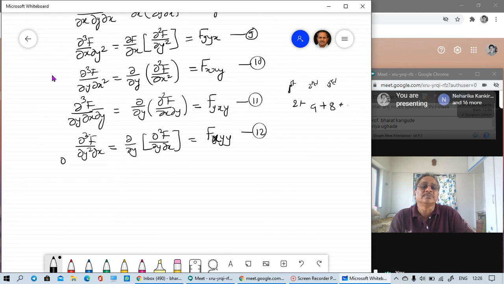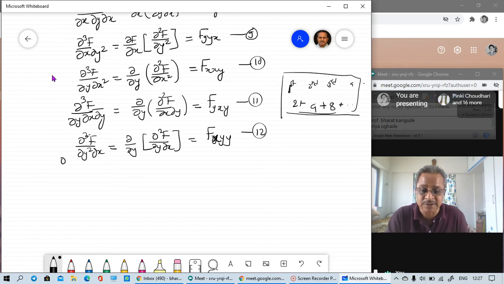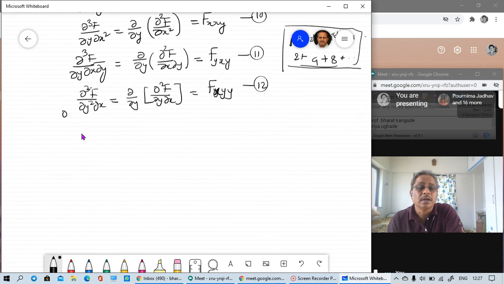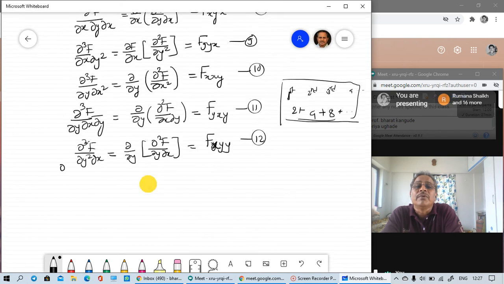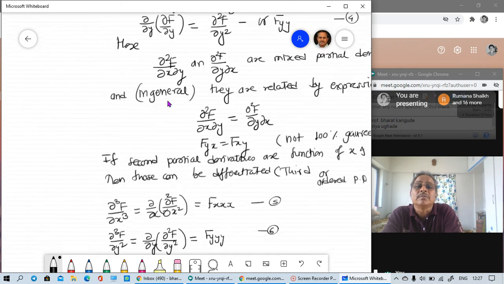And likewise, if I go to fourth order, fifth order, these equations will keep increasing. But we are not interested in higher order partial differentiations. First order or second order are more important. Okay, so does anyone have any problem? Yes, hello, which one? Was number 5 there or not? I think we wrote 5?